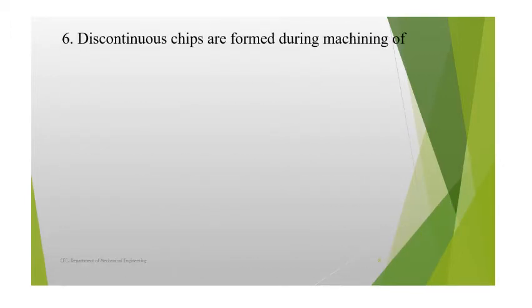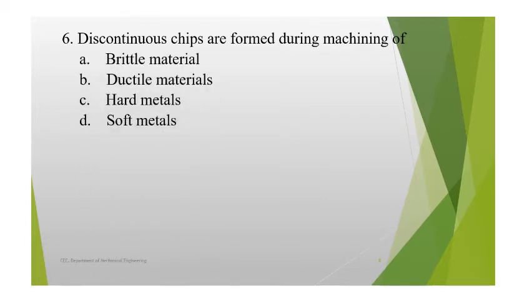Next, 6th question: discontinuous chips are formed during the machining of which material? Brittle material, ductile, hard, or soft. At the time of the cutting process, there are 3 types of chips formed. The first one is a continuous chip, then continuous chip with built-up edge, and discontinuous chip. Discontinuous chips are formed during the machining of brittle material.